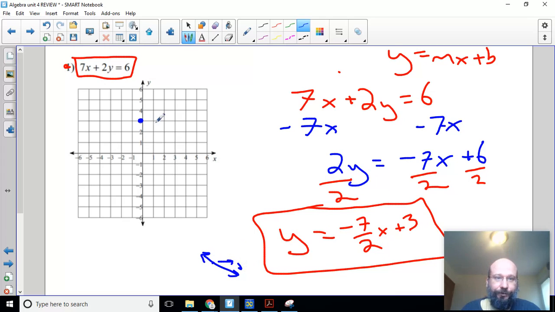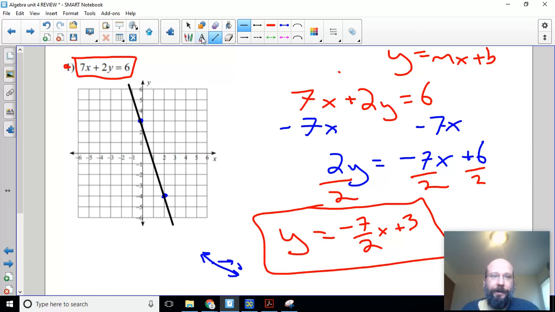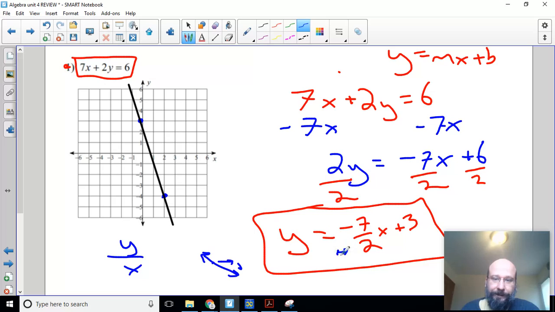So I'm going to go right 2 and down 7. 2, 3, 4, 5, 6, 7. And if I could fit another one here, I would, but this slope is so big I can't. So now I'm going to connect these two points, and that's my slope. Again, it's rise over run: the one on the bottom is left and right, and the one on top is up and down.